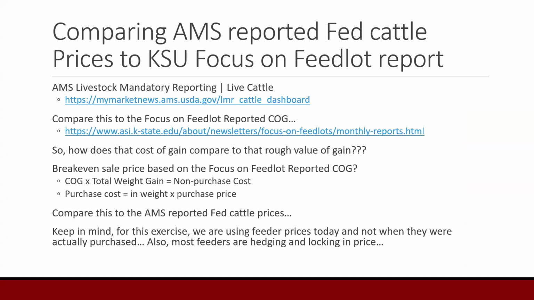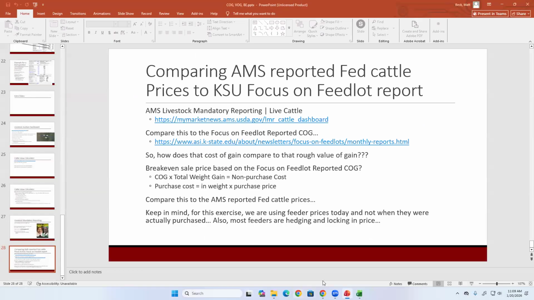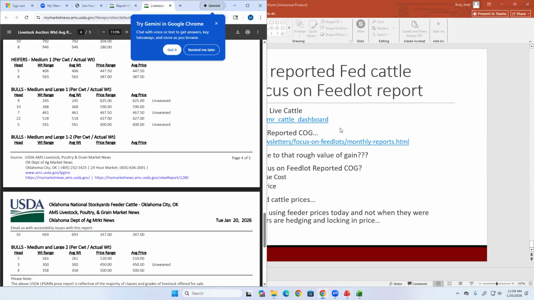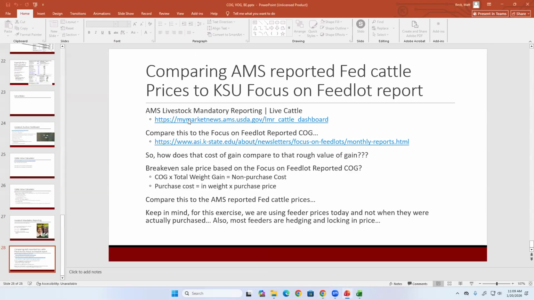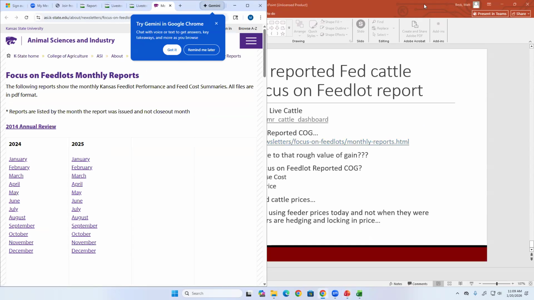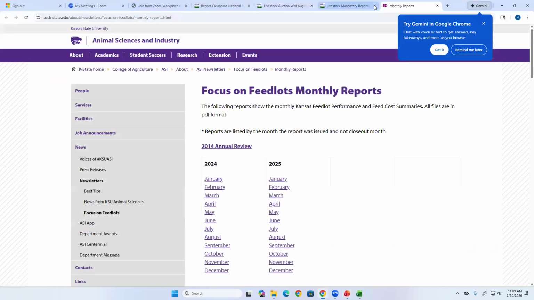Okay. Throughout class, we will take prices from AMS livestock mandatory reporting. Okay. So this is the live cattle dashboard. Kind of introduce this real quick. Maybe it's opening.